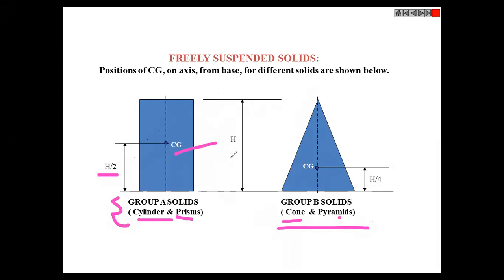So this can be asked: whose CG is at the geometric center? The geometric center is the CG for the cylinder as well as the prism. And these others have more bulk of weight in the bottom part. That's why it is at h by 4. Okay, you need to remember this.